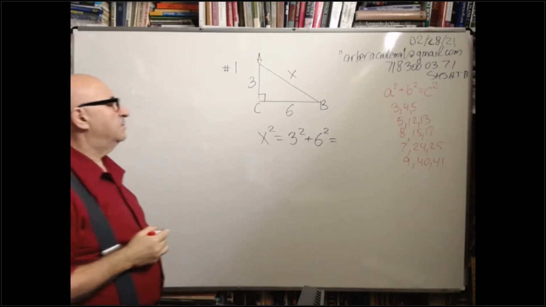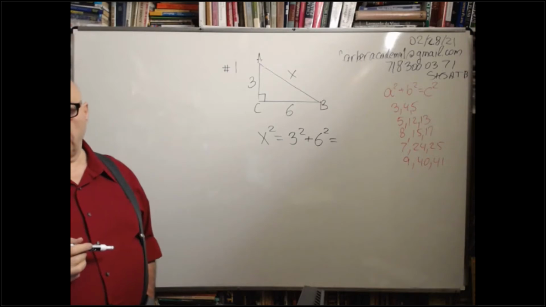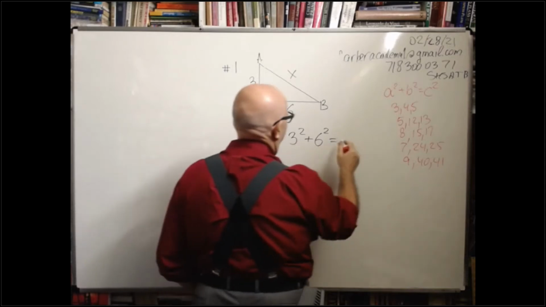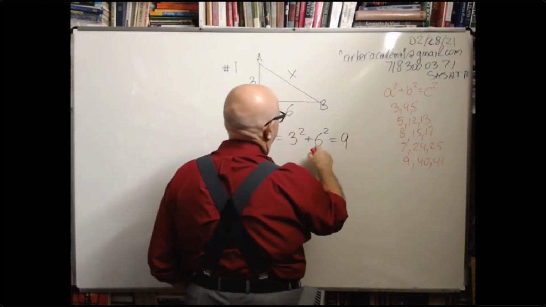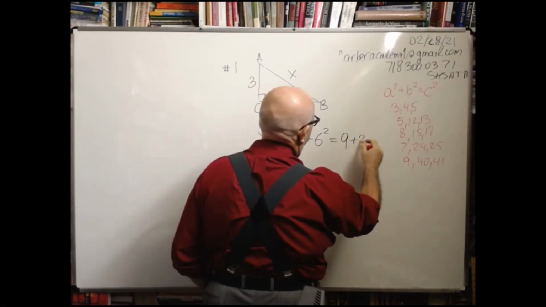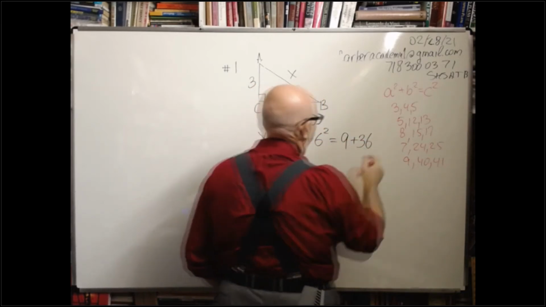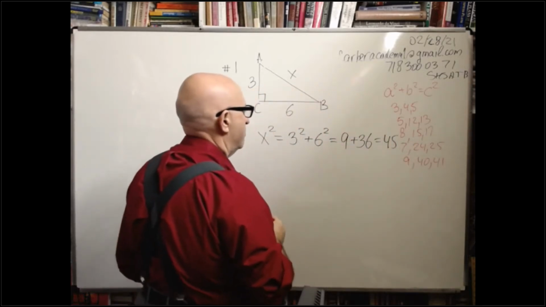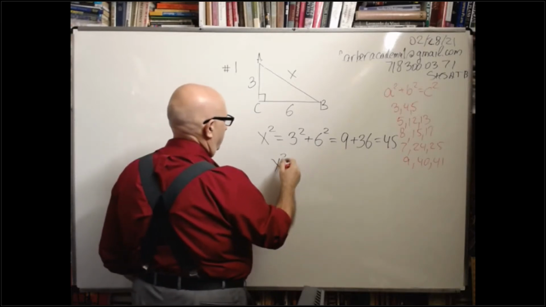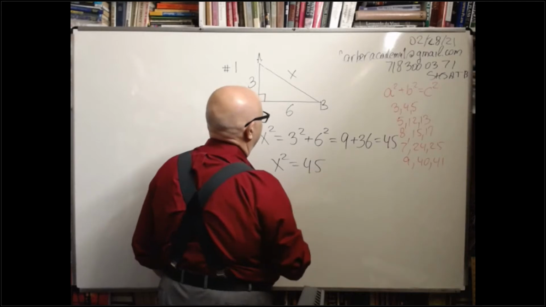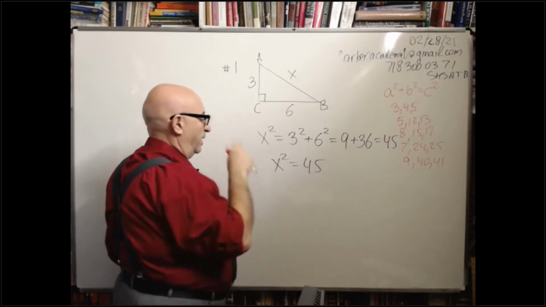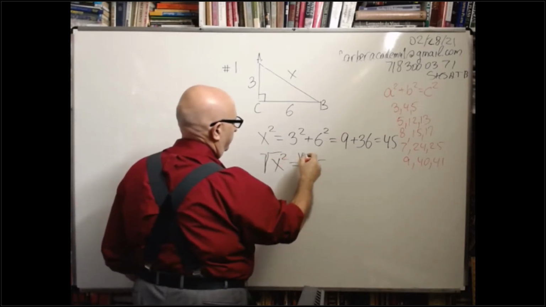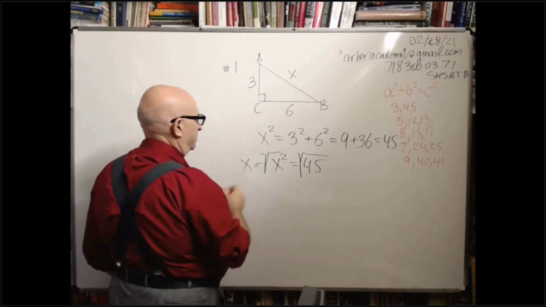So far, so good. Questions? No questions. 3 squared is 9, plus 6 squared is 36, which equals 45. And what did we get? We got x squared equals 45. Since a side is not negative, x must be positive. You take the square root of both parts, and this would be x.